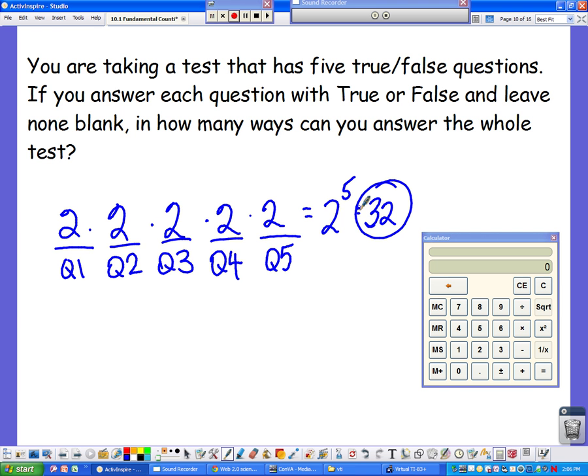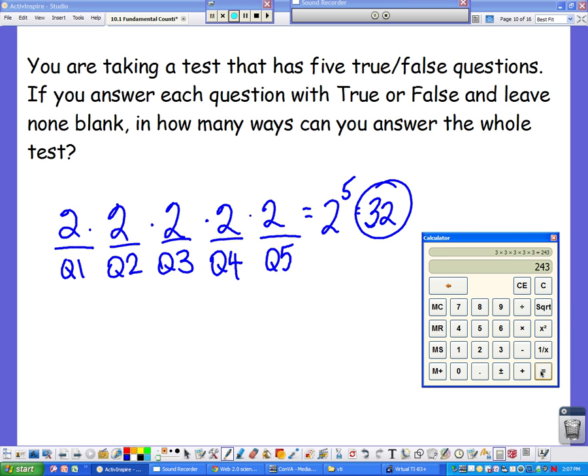Now, think about if you decided to leave one of those blank, how would that change the question? Well, instead of this being 2, now you have 3 options, because you have a true, you have a false, and now you can have a blank. So that would change your problem. All of a sudden, now you have 243 possible outcomes.